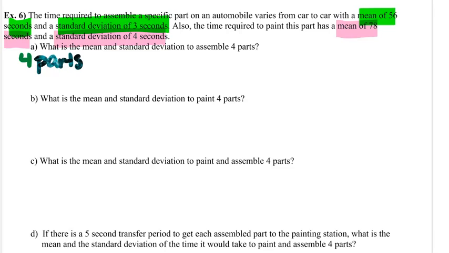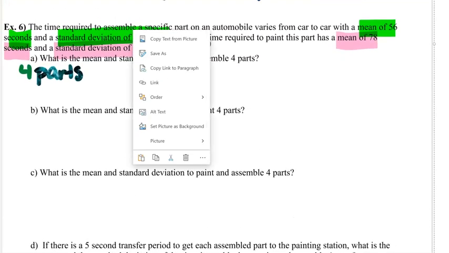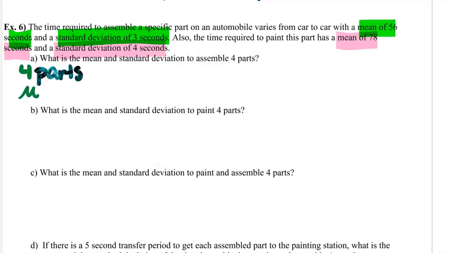And we know that it takes 56 seconds. So a couple ways you could do this, right? You could think about this as you are doing one part and one part and one part and one part. And so your mean for assembling, which is going to be the first variable that you're looking at, is 56. There's one part, 56, there's another part, right? We know this.